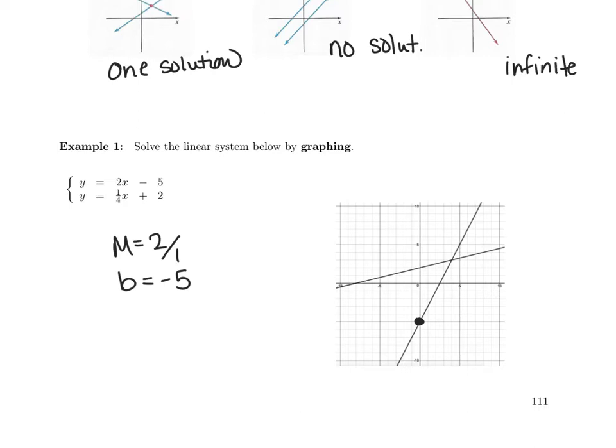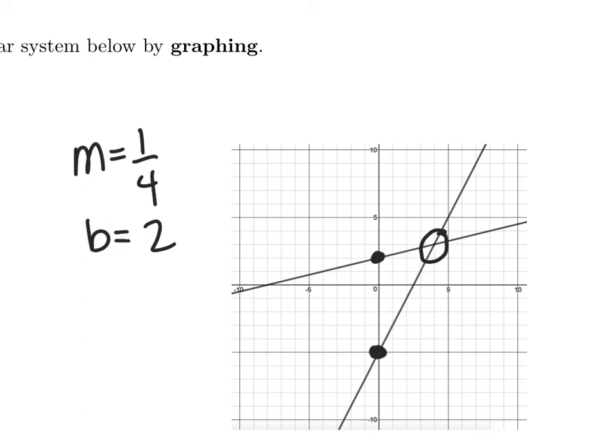On the other line, your slope is 1/4, and your y-intercept is +2. So you're going to plot your y-intercept first, and then you're going to rise 1, run 4, rise 1, run 4. So the solution is where these two lines cross, and if we look at that, it appears as though it is at (4, 3). So the solution to this system is (4, 3). You could check your work, so you could plug in for x, the 4, and then plug in for y, the 3, and make sure that both equations check.